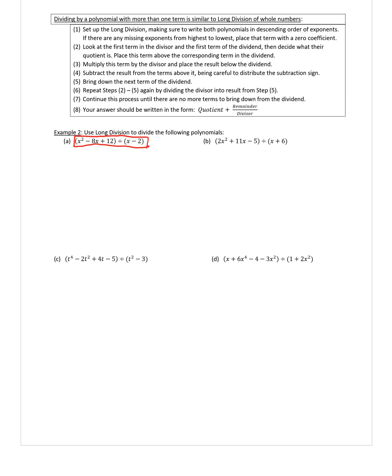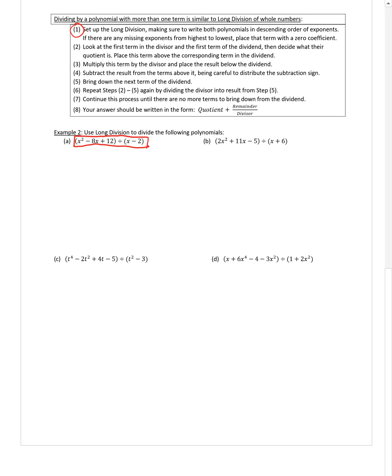So notice you're dividing by a binomial. That means I can't use the method I used in the first example where I split the fraction up. It's not going to be possible. I'm going to have to do long division here. So as we go, I'm going to do these steps with this example. Step 1 says you're going to set up the long division, making sure to write both polynomials in descending order of exponents.